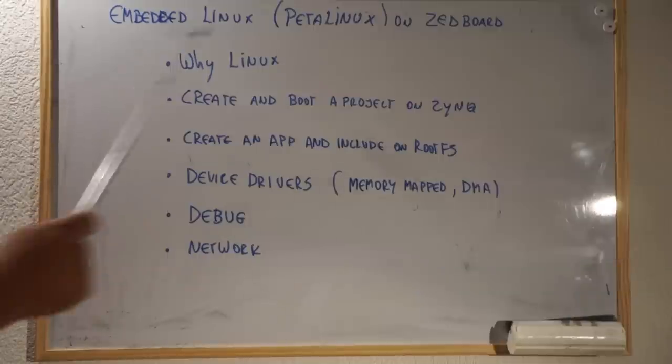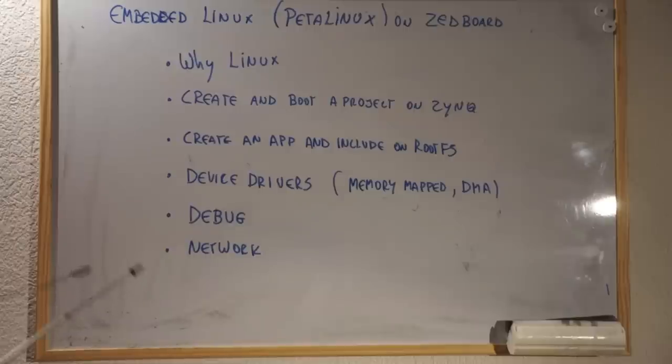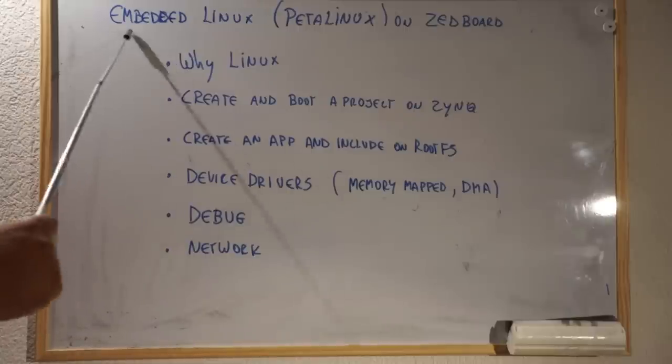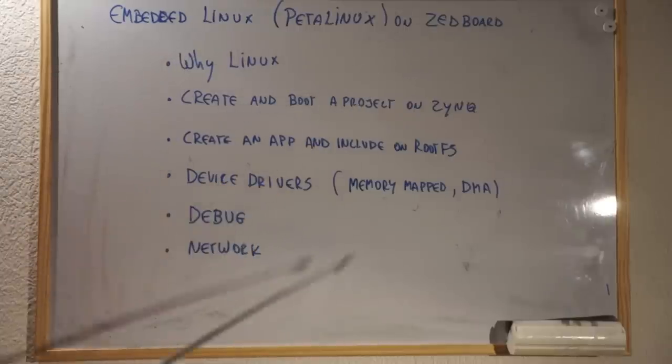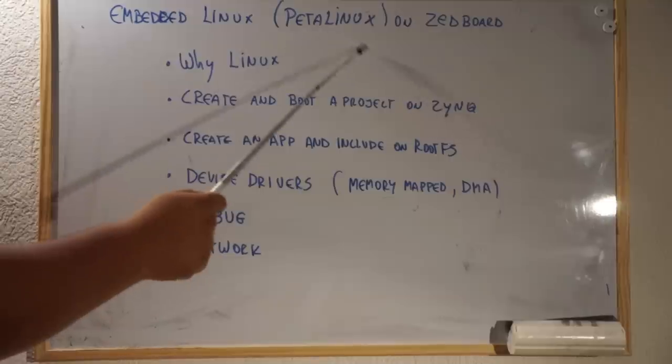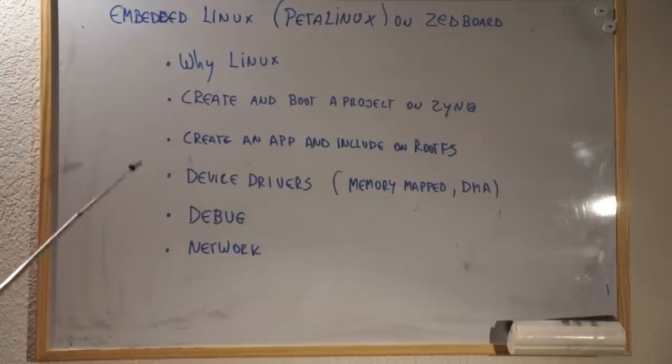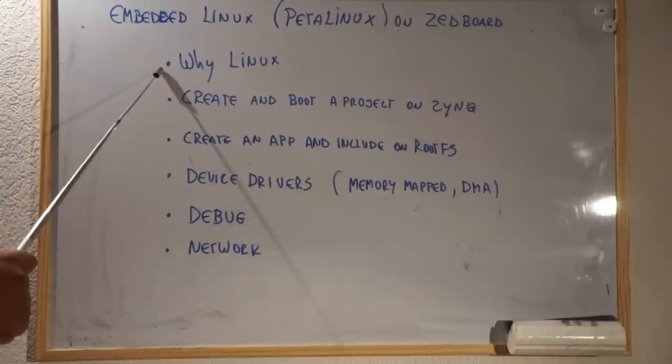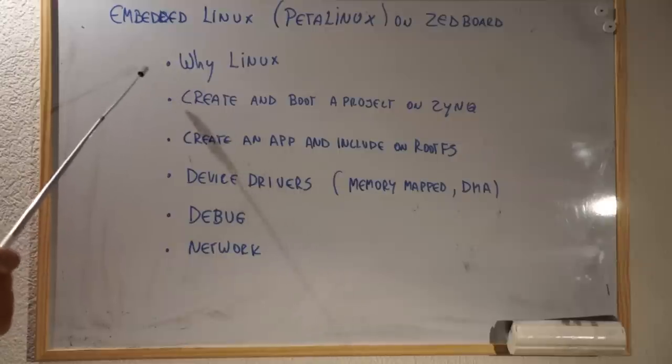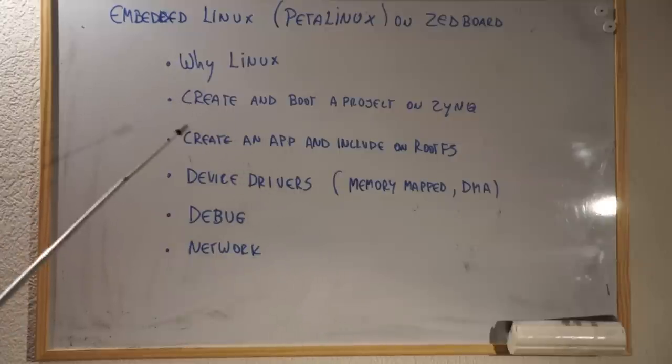So guys, those are the topics that you are going to learn in this course, okay? Which is embedded Linux on the Zedboard, okay? We're going to start with Petalinux, but later we're going to build our own Linux without any tools, just to start it easy, okay? So here is what we're going to learn. First of all, why Linux, okay? Why we choose to use Linux in our embedded project, okay?